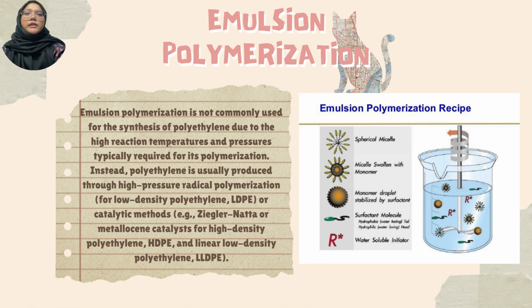Emulsion polymerization is not commonly used for the synthesis of polyethylene due to the high reaction temperatures and pressures typically required for its polymerization. Instead, polyethylene is usually produced through high pressure radical polymerization for low density polyethylene, or catalytic methods like Ziegler-Natta or metallocene catalysts for high density polyethylene and low density polyethylene.